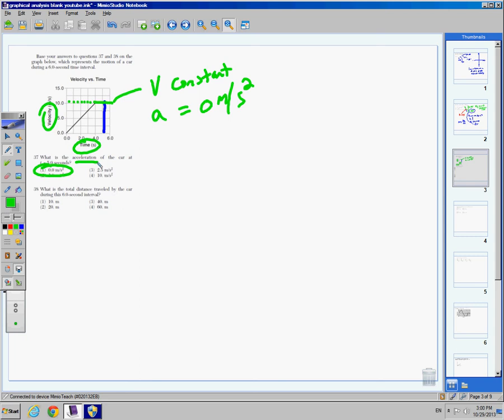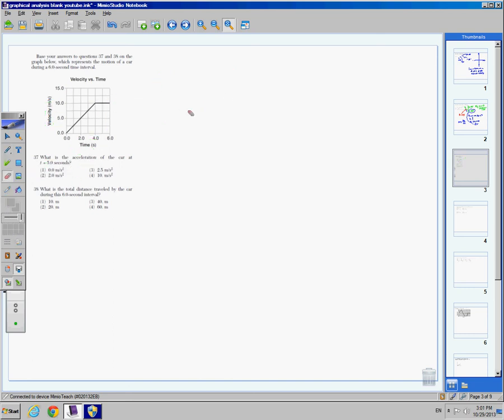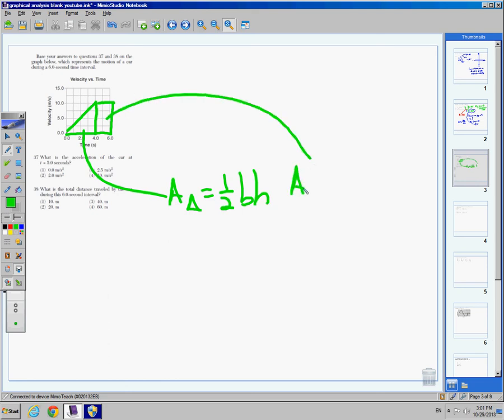Number 38, what is the total distance traveled by the car during the 6-second interval? I'm going to erase all this so I can redraw on here. And I know that in 6 seconds, I'm right here. And to find the distance traveled, I'm going to find the area under the curve. So the first thing I'm going to do is break this up into two objects. I'm going to find the area of a triangle, which is 1/2 base times height. And then for this one, I'm going to find the area of a rectangle equals base times height.